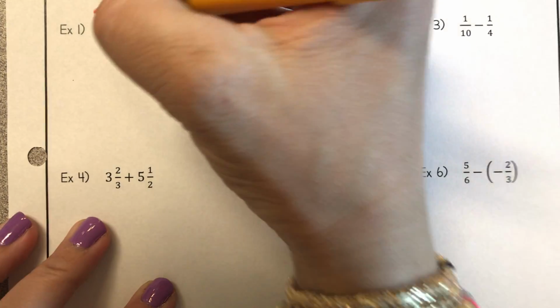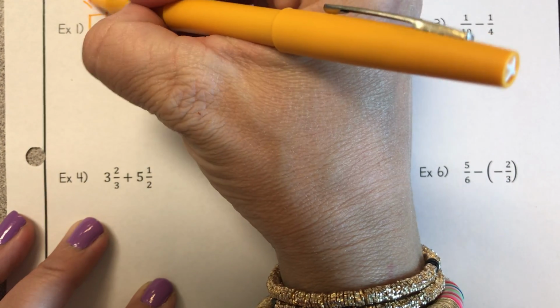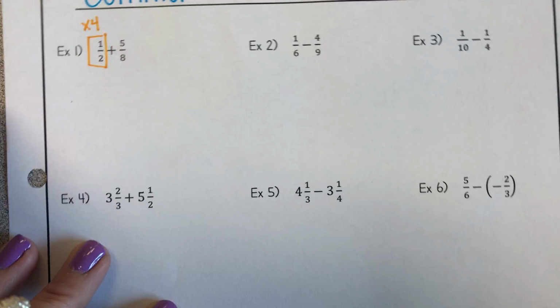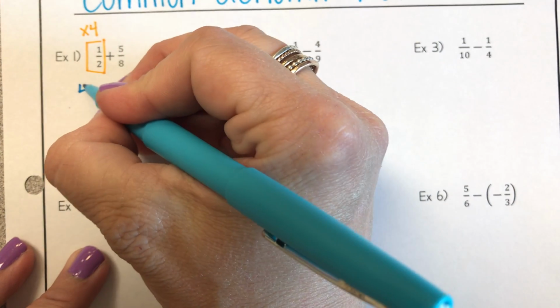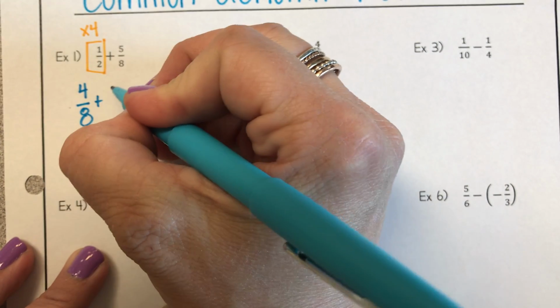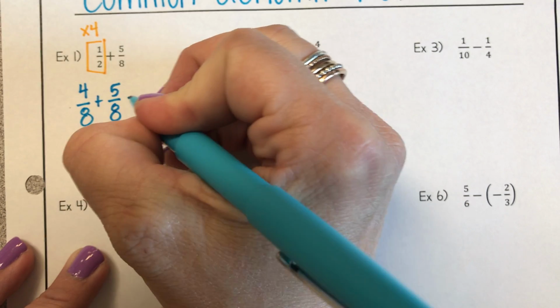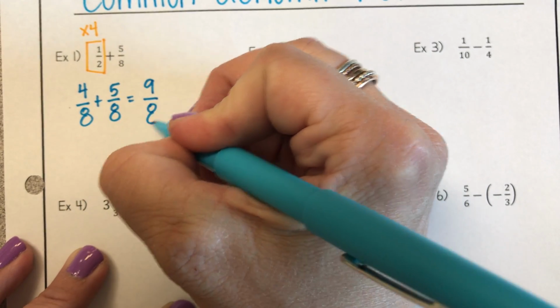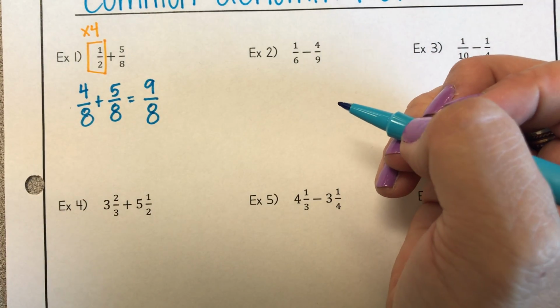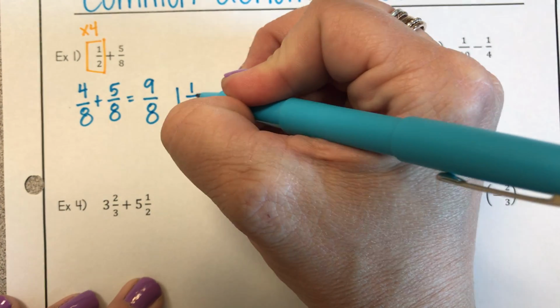8, right? All I need to do is take this fraction and multiply it by 4. So now I'm going to have 4 over 8 plus 5 over 8. That's 9 over 8. And then when I simplify it, I get 1 and 1/8.